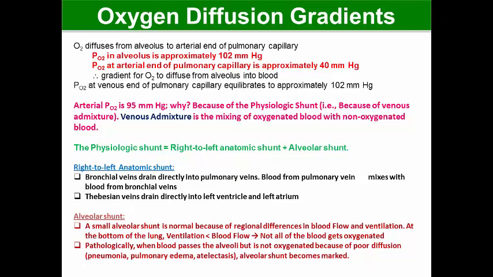They drain directly into the left atrium and left ventricle. So this is what we call right to left anatomic shunt. Okay, what about the alveolar shunt?